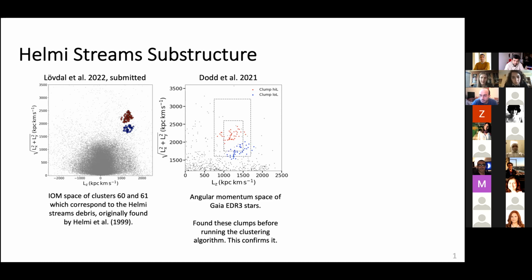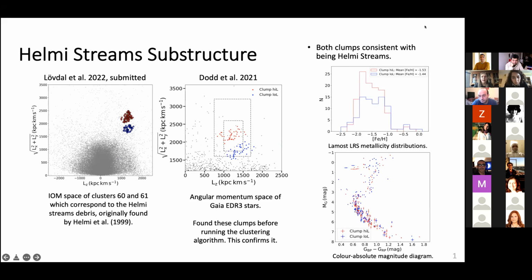And so what we did before running the clustering algorithm was we just selected the two clumps by eye based on the fact that we see this gap and we see these two over-densities. And we wanted to check whether the stars in both of these clumps were both Helmi streams. I already showed you some color magnitude diagrams and some metallicity distributions for the two clumps from the clustering algorithm, but we saw the same before when we just selected the clumps by eye.